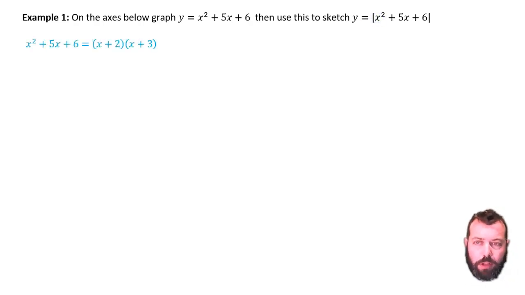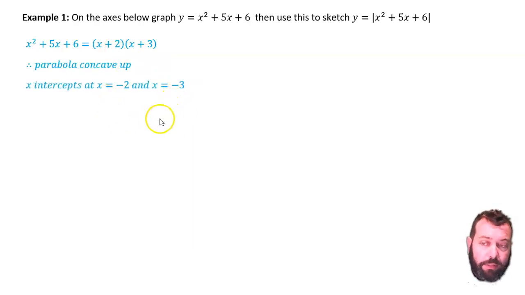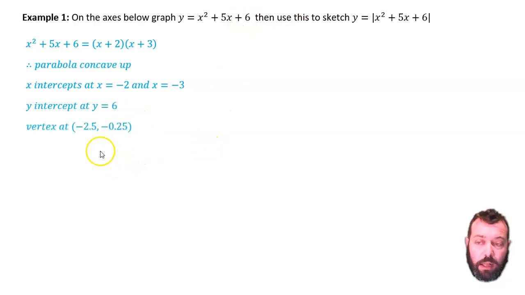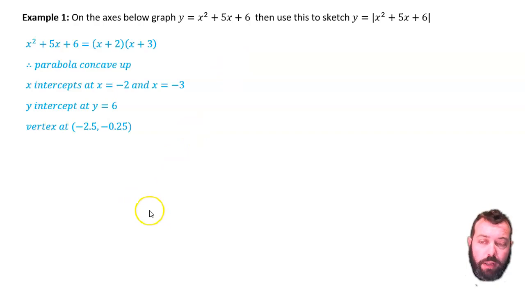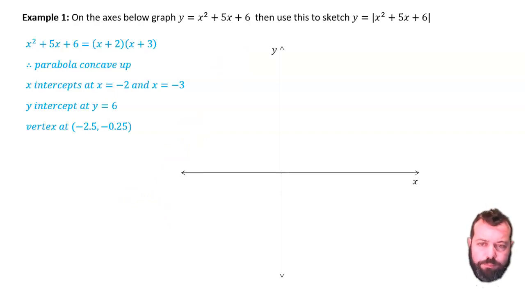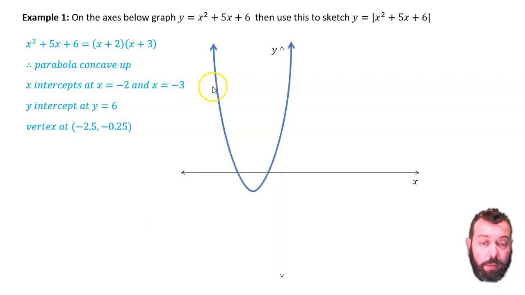Okay, so here is a fairly familiar looking function. It's quadratic. It is concave up. We'll factorize it to see the roots are at -2 and -3. They're the x-intercepts. The y-intercept is at 6. The vertex, calculated how you will, is at -2.5, -1/4. So here are my axes, and there's my original function.